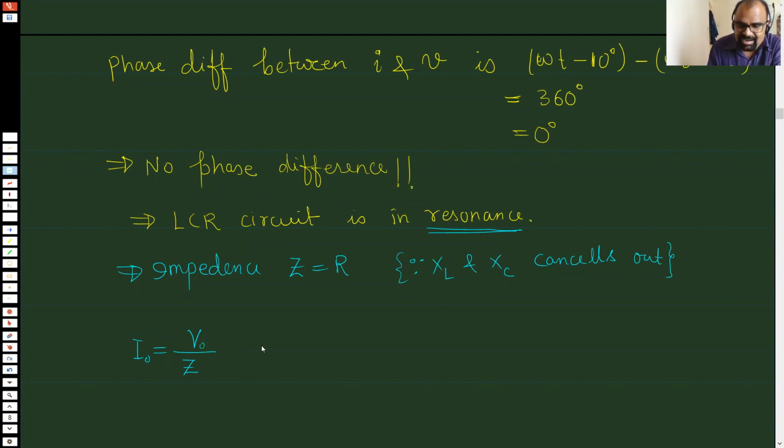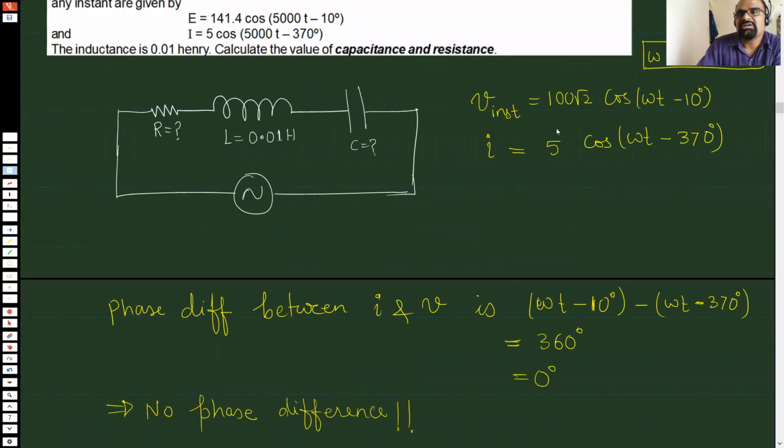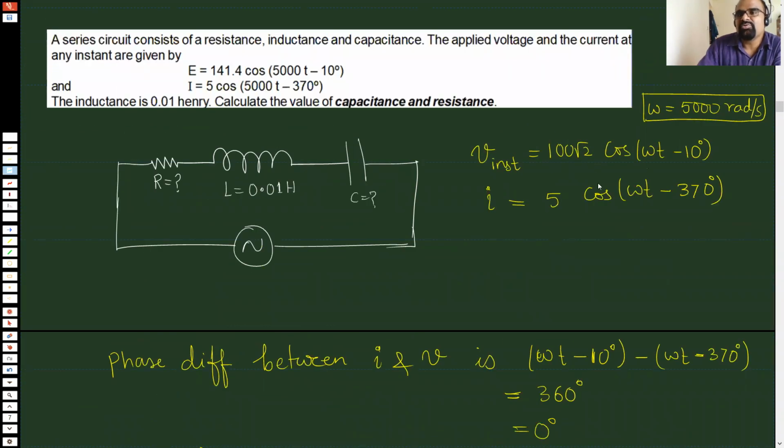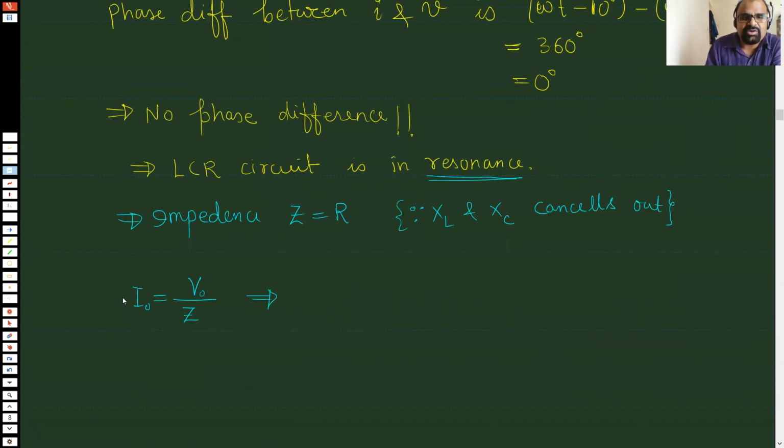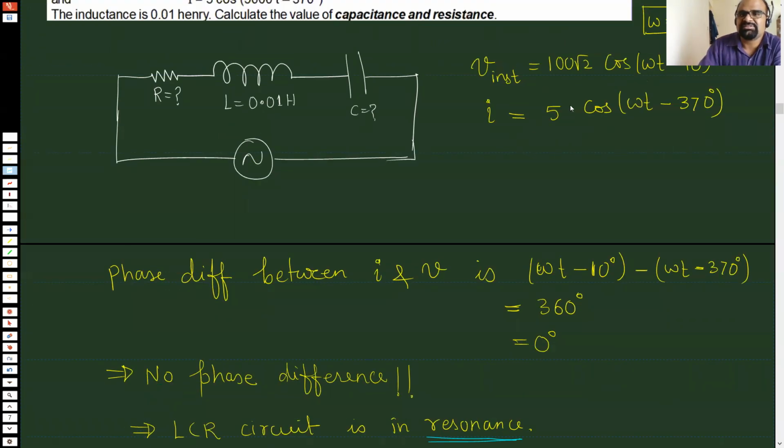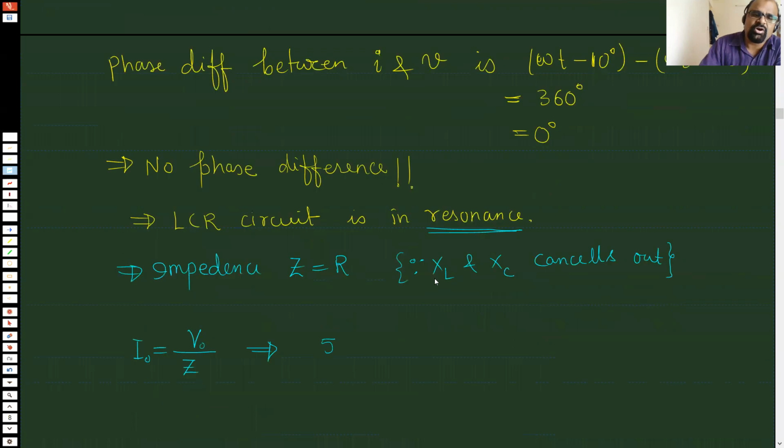Why am I using peak value today? Because in this question, it is given to be peak value. This is peak voltage and this is peak current. So now this I naught is given to be 5. Look at this. This is I naught, and V naught is given to be 100 √2, and impedance is R.